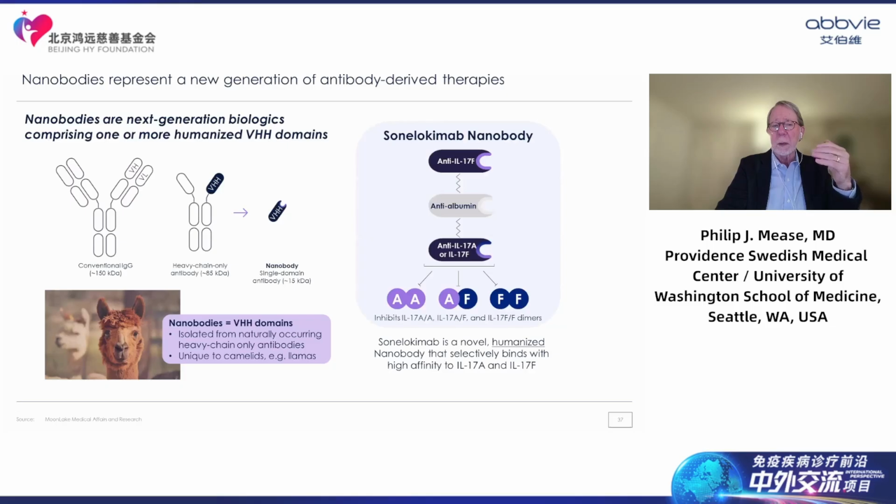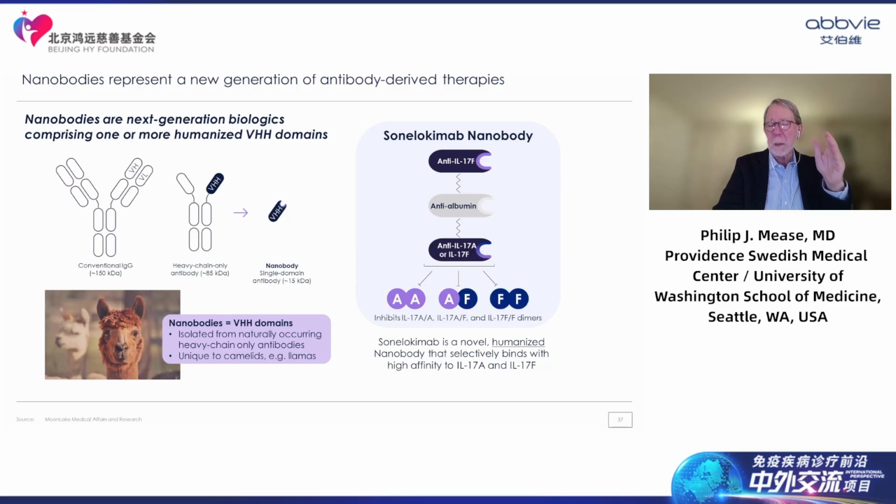So here is a single slide depicting the construct of the sonelokimab molecule. Very interesting. It's derived from a camel or llama immunoglobulin, this VHH region, which is attached to an IL-17A and IL-17F binder, as well as an albumin binder. And this goes across the IL-17A and F spectrum, and it's been shown to be effective in psoriatic arthritis.